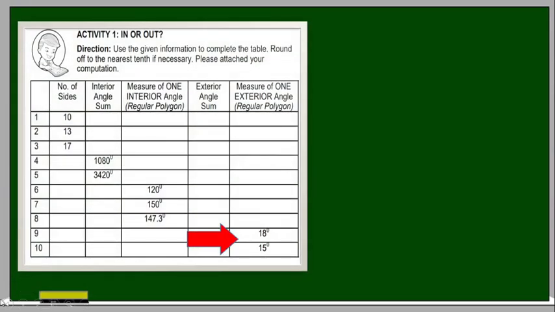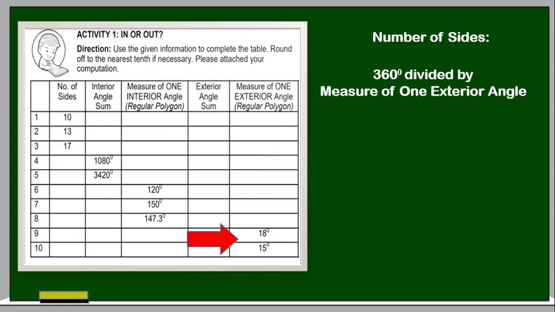Next, for numbers 9 and 10. The given here is the measure of one exterior angle. We have 18 degrees and 15 degrees. You will start by looking for the number of sides. That is 360 degrees divided by the measure of one exterior angle. I repeat, 360 degrees divided by the measure of one exterior angle.